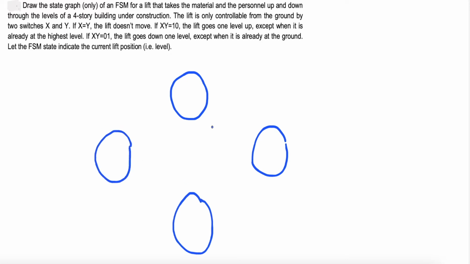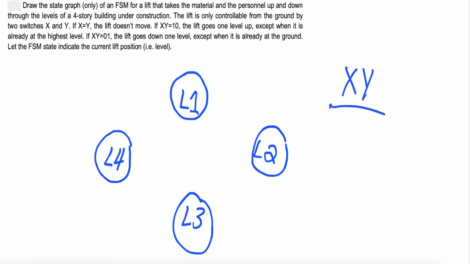And we're going to label these as level 1, level 2, level 3, and level 4. Now, we have a chart. We're going to make a chart over here, and we have X and Y.